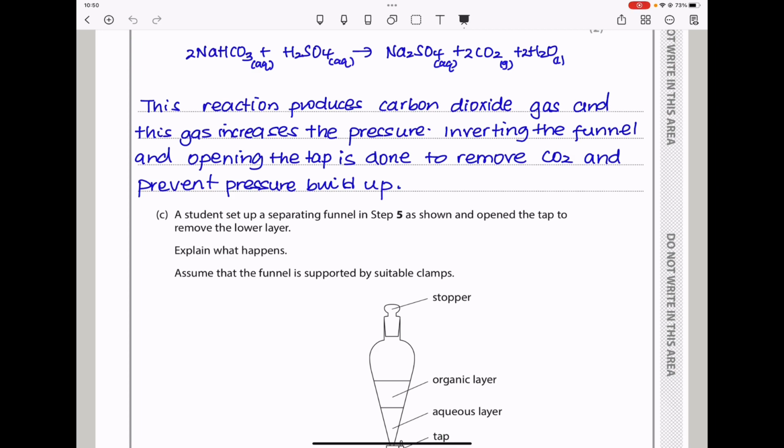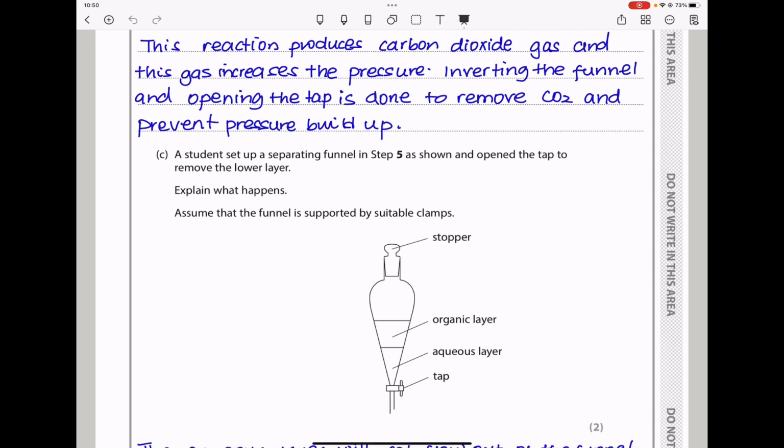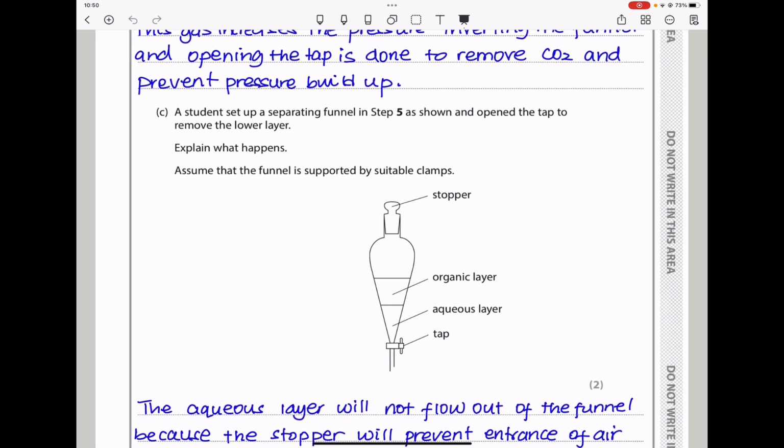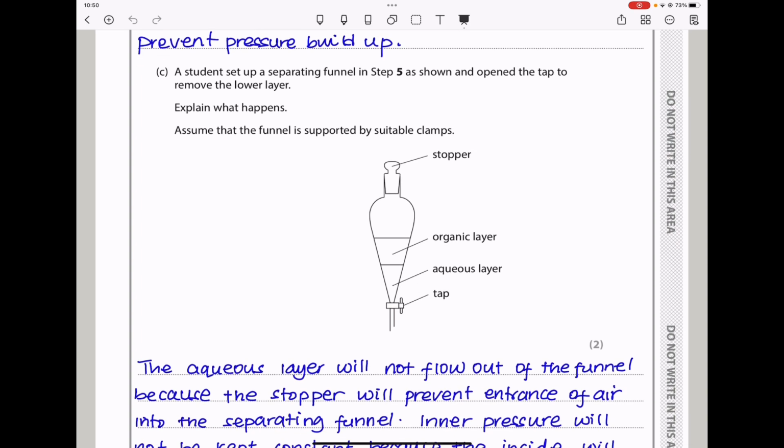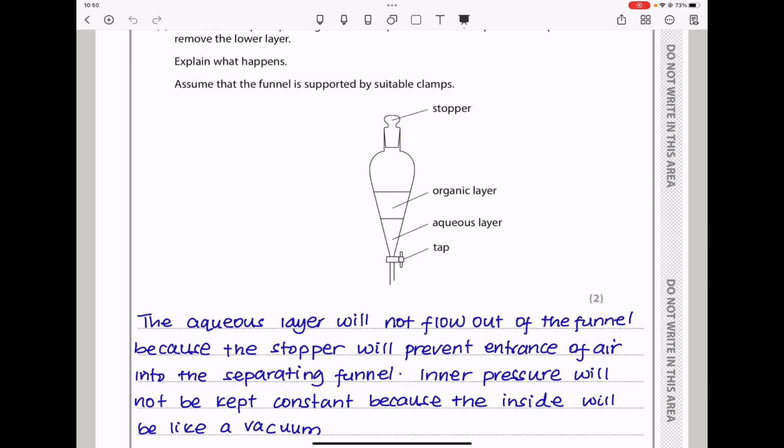In part C, a student set up a separating funnel in step 5 as shown and open the tap to remove the lower layer. They want you to explain what happens and assume that the funnel is supported by suitable clamps. So here we can see there is a stopper, and then we see there is a top down here, there is an aqueous layer and an organic layer. If you do not open the tap, it's going to create some suction in there or a vacuum.